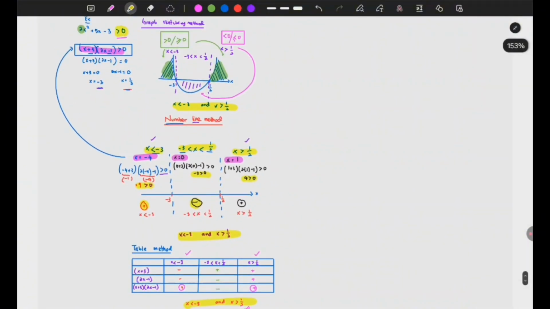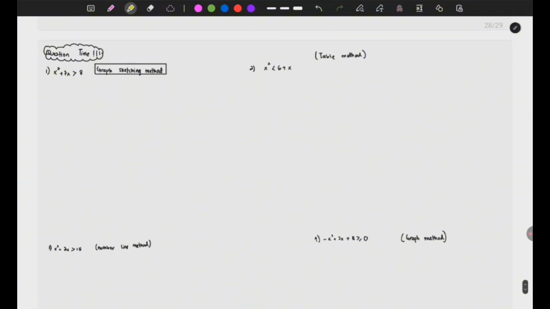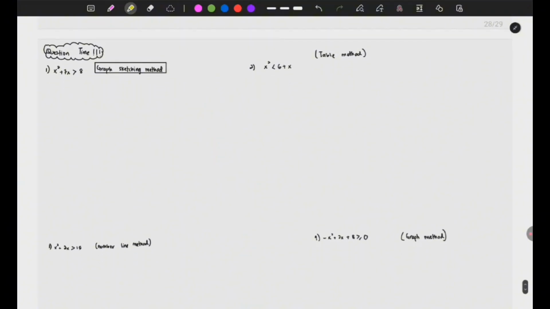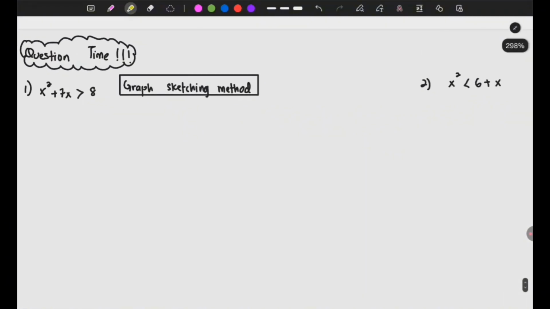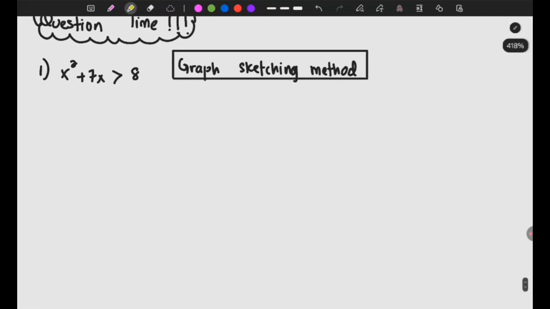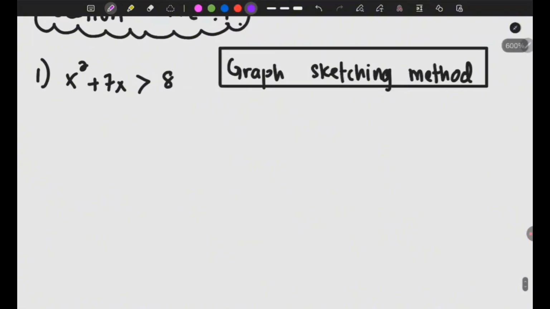So there are 4 questions I prepared, but of course I'm not going to do all the methods. I'm just preparing a few methods for each question. So x squared plus 7x more than 8. So first thing, what do you do? Bring into a quadratic form. So plus 8, bring here minus 8. And it will be more than 0.